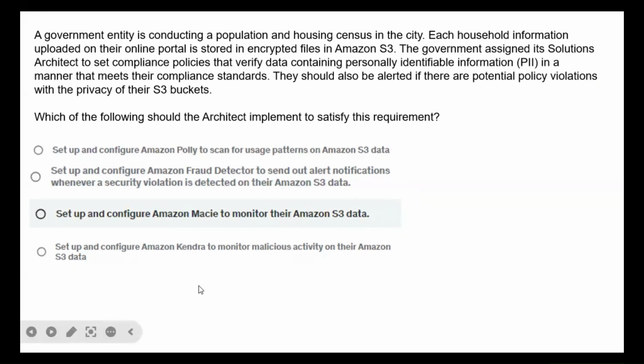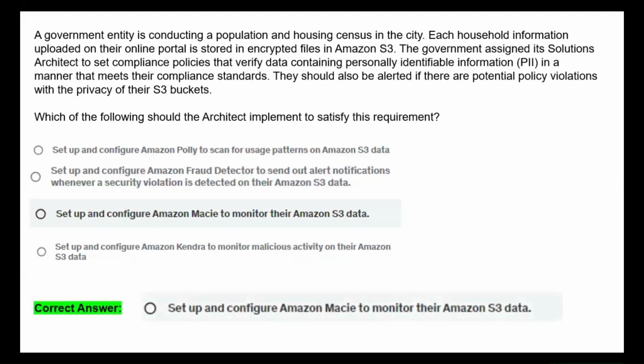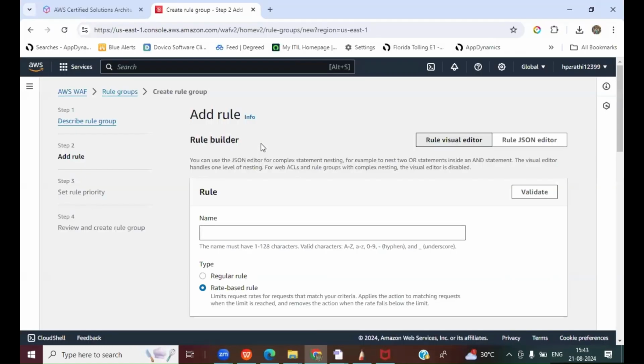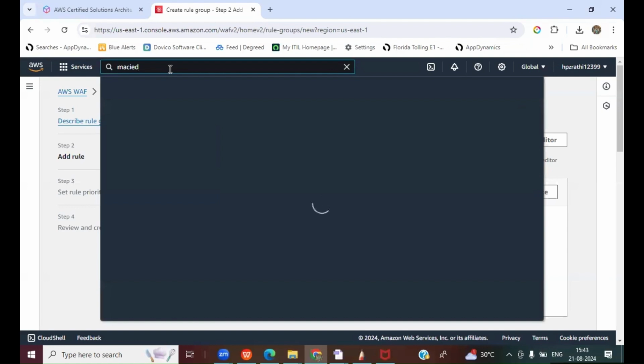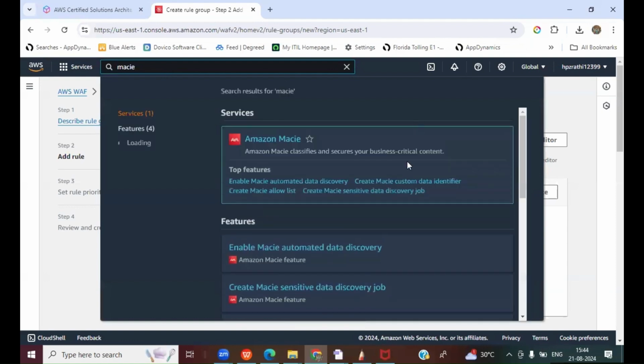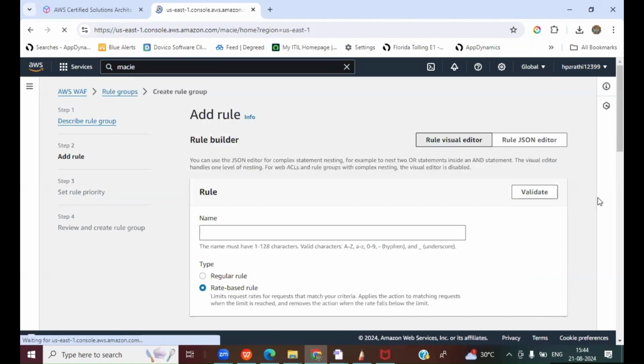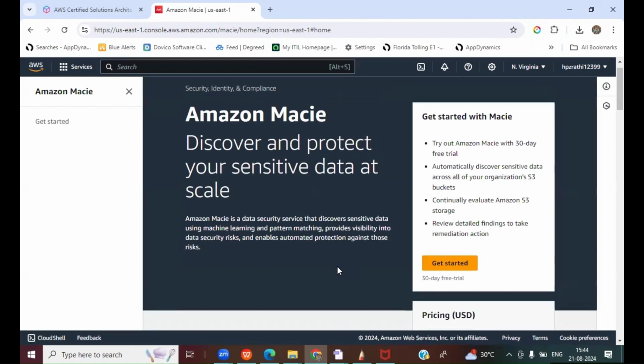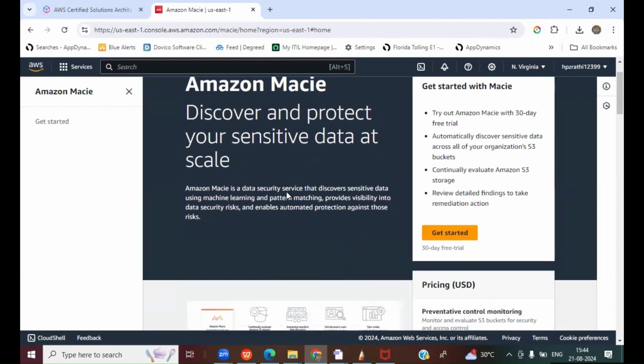So that is why choice C is the correct answer. Set up and configure Macie to monitor their Amazon S3 data. So even if I search for Macie in the AWS console, you can see here, Amazon Macie classifies and secures your business critical content. So the business critical content, they are pointing to the PII data, the personally identifiable information. Okay. So you can see here, Macie is a data security service that discovers sensitive data using machine learning and pattern matching. In this case, it is going to discover the PII data that is stored in the S3 bucket.